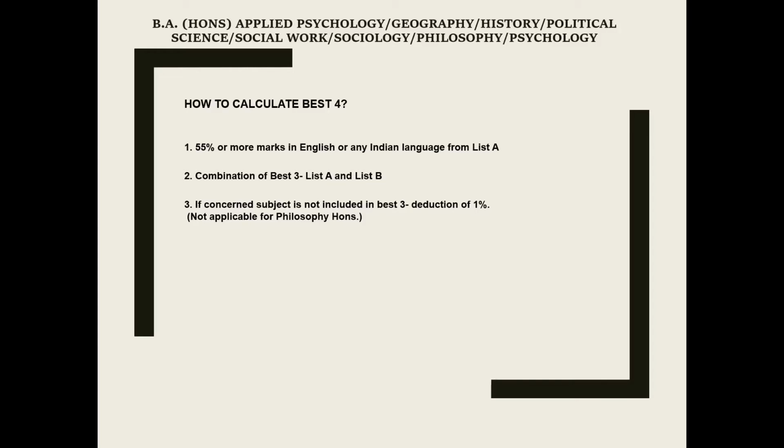Then coming to the common point which we have been following: if you are including any subject which is neither mentioned in list A nor in list B, then you face a deduction of 2.5%.